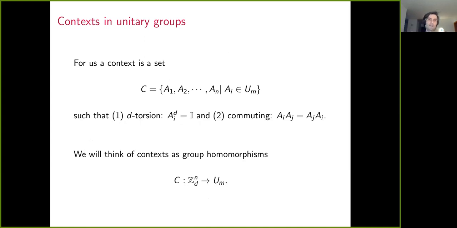But in a more compact form, we can think of these contexts as group homomorphisms from n copies of Z mod d to the unitary group. Since the domain has these d-torsion elements, the operators in the image are going to automatically satisfy condition 1. And since the domain group is also abelian, a commutative group, the target is going to consist of commuting operators. So conditions 1 and 2 are automatically satisfied just by looking at contexts as group homomorphisms.